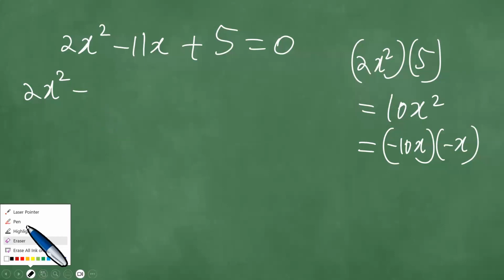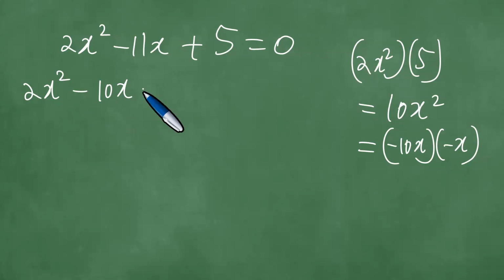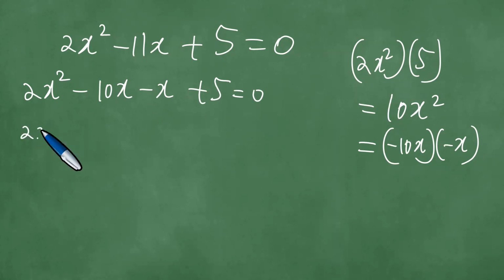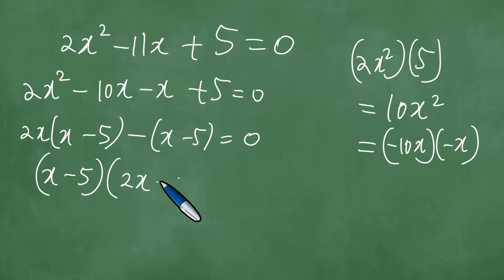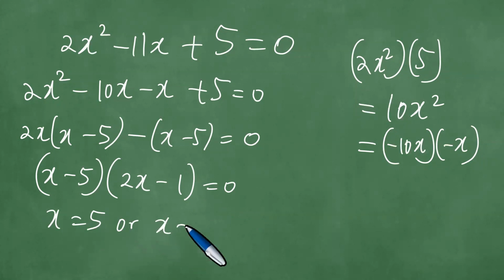So we have therefore 2x squared minus 10x minus x plus 5 equals 0. Here, the highest common factor is twice x. We have x minus 5. We factor out and we have minus x minus 5. We have x minus 5 into twice x minus 1 equals 0, which means x equals 5 or x equals 1 over 2. So those are the answers here. Okay, so we're done solving this one.